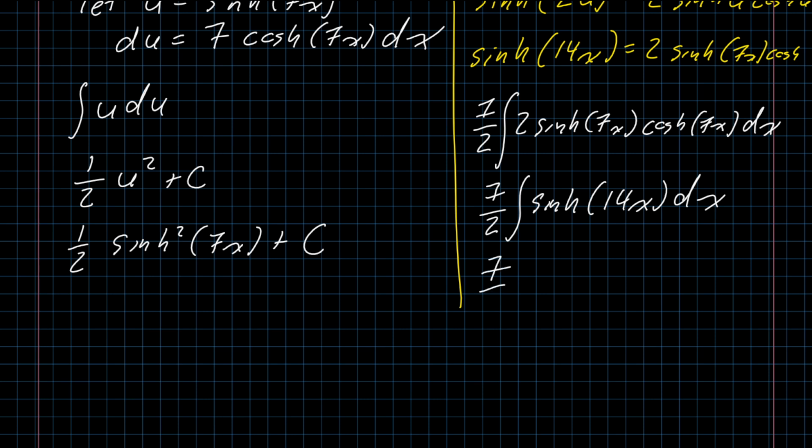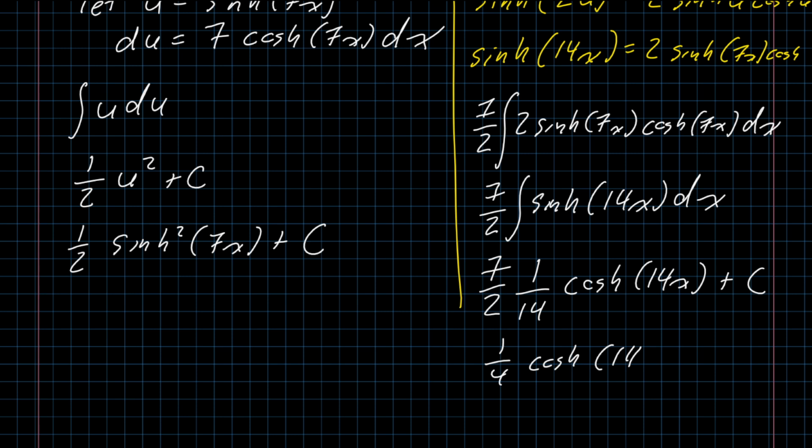All right, so our 7/2 stays out front, and then we're going to have a 1/14 times cosh of 14x plus c. You can double check by taking the derivative that that actually does work out. You can simplify a little bit and write this as 1/4 cosh of 14x plus c.